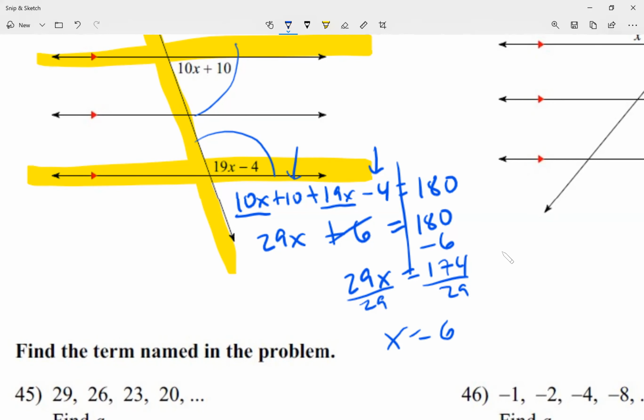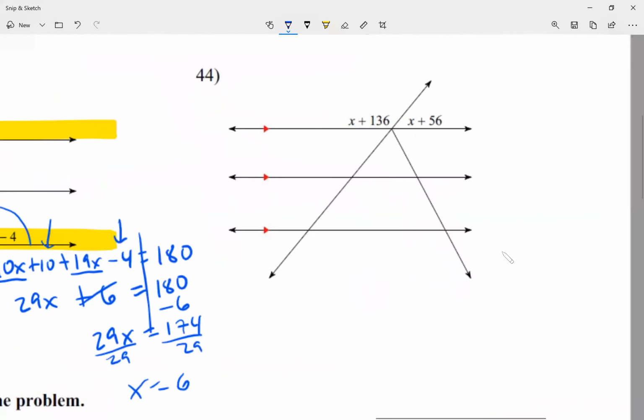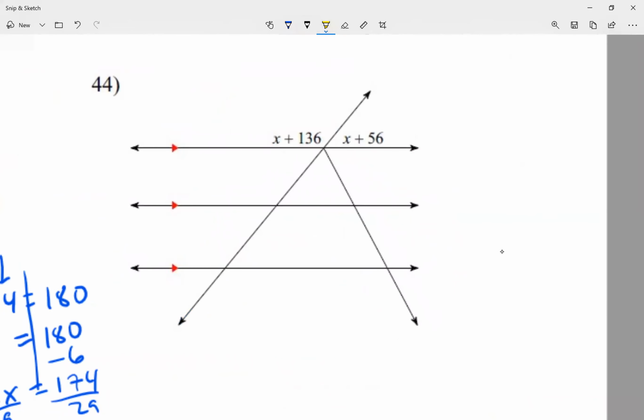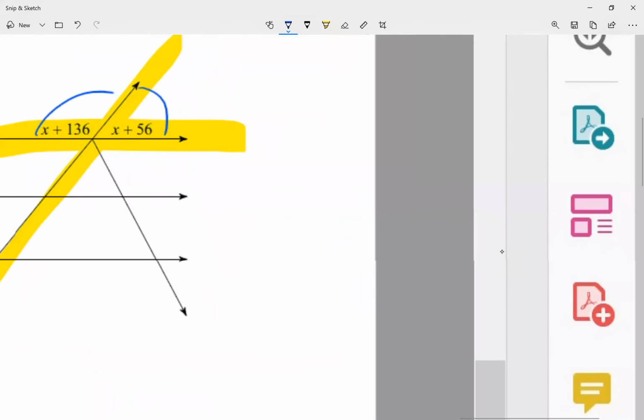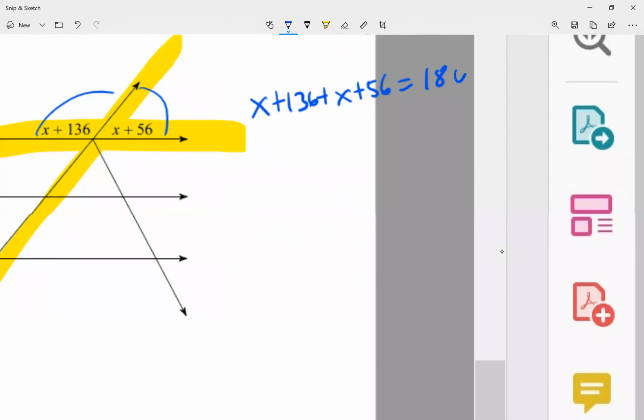Cool, not too bad. Let's take a look at question number 44. In reality, I'm only using this parallel line and this transversal. When I look at those two angles, those are adjacent. So I'm just going to add everything. x plus 136 plus x plus 56, and all this is equal to 180.